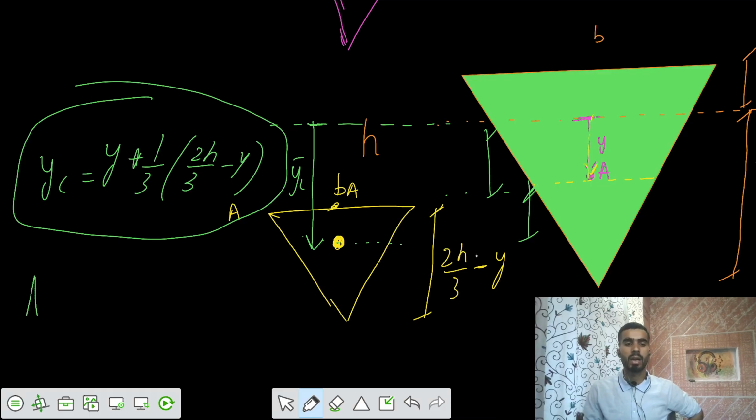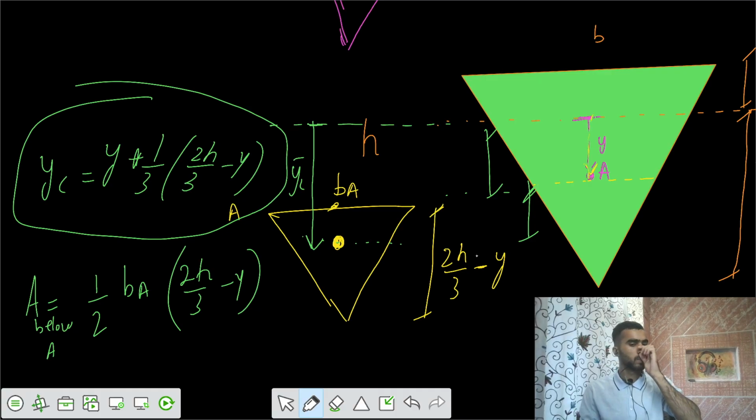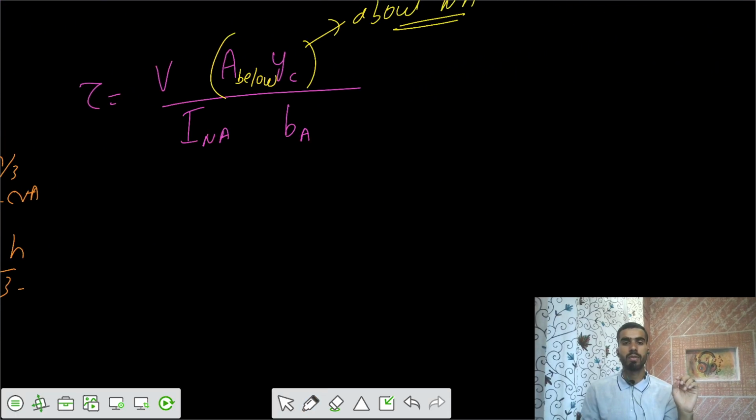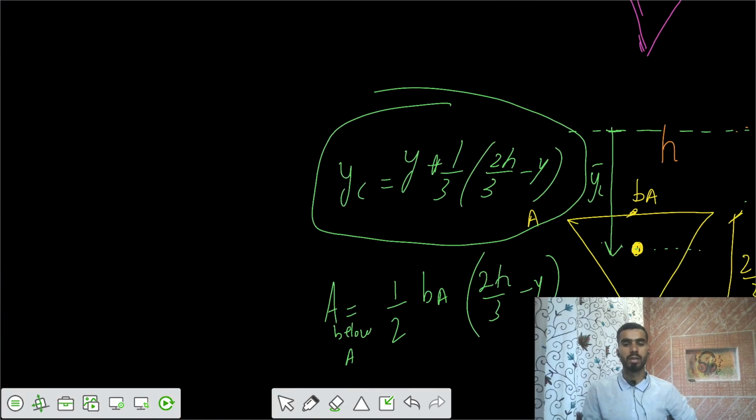And what is the area of that particular area below the point A? That is 1/2 times the width at that location and the height, which is 2h/3 minus y. Let's keep the width as it is. It might get cancelled in the calculations. Let's keep the width BA. So you have to substitute the values here.